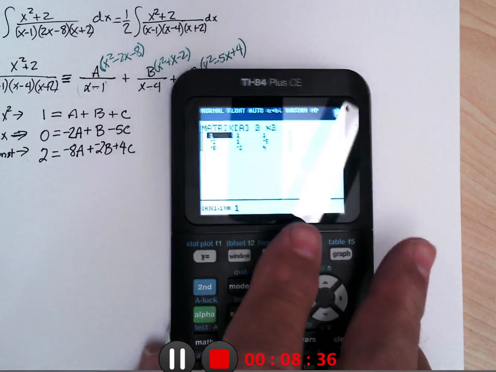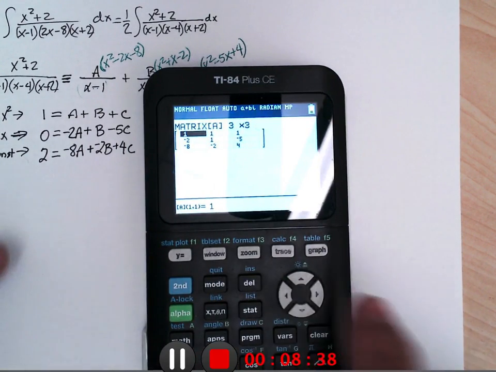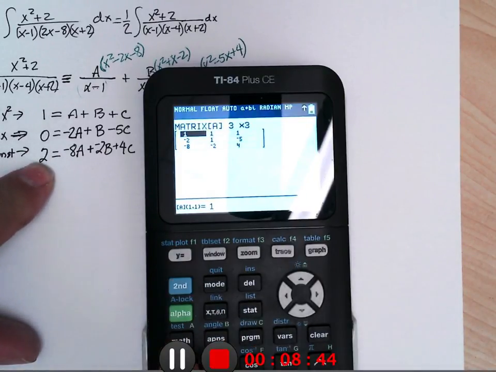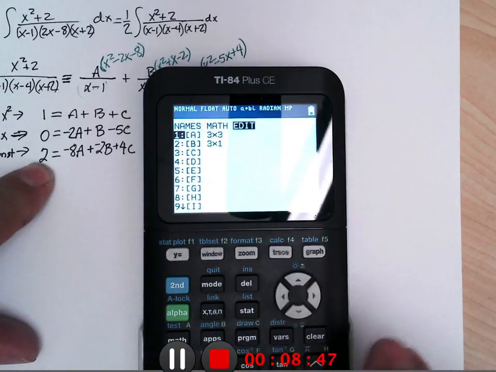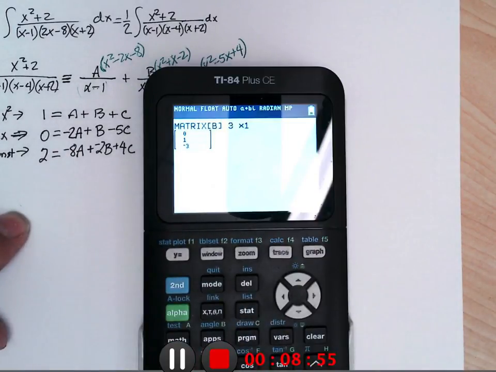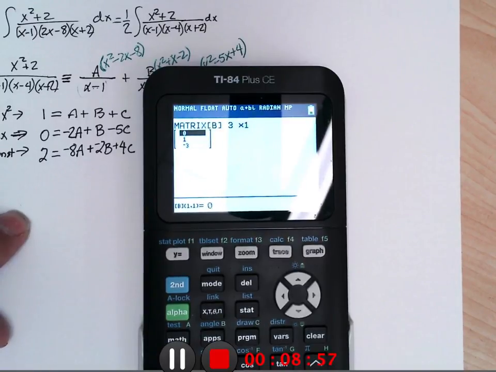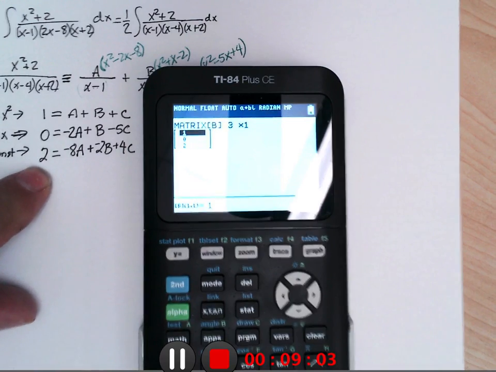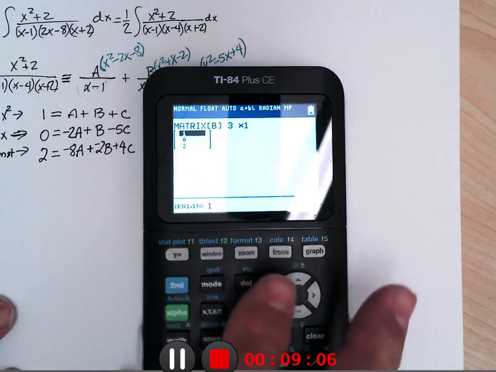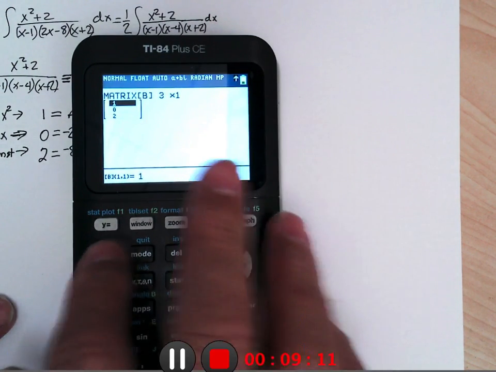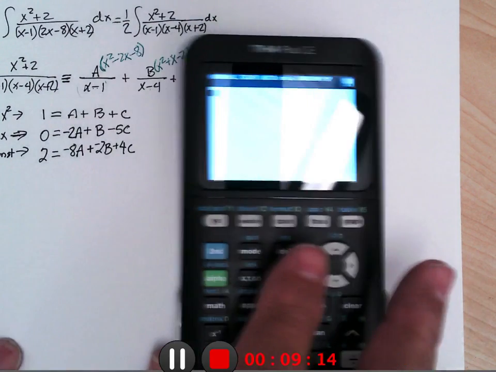Now I'm going to enter these into B. So I go second, matrix, edit, B, enter, and this is going to have 3 rows and 1 column, so it's 3, enter, 1, enter, and I put in 1, enter, 0, enter, 2, enter. Now, where some students forget is to quit. So that's second, mode, quit. So I'm back on my home screen. If you have stuff in there, you can clear it.